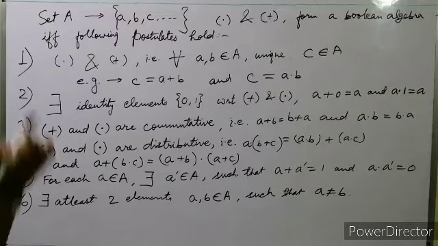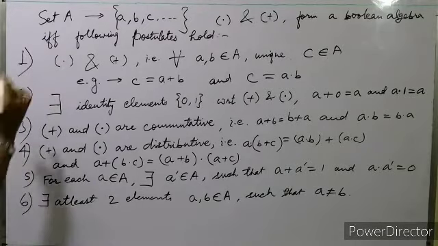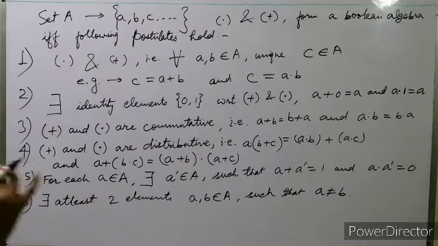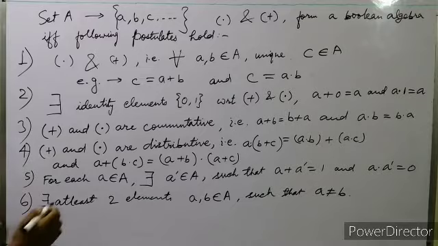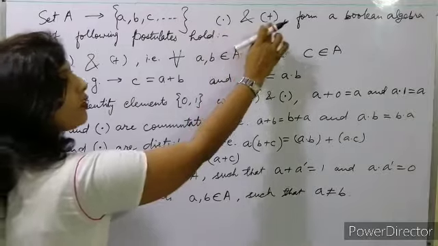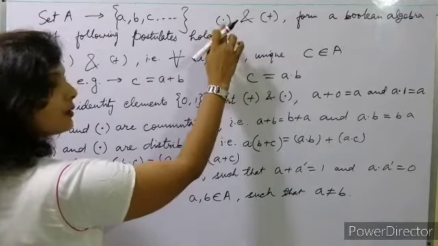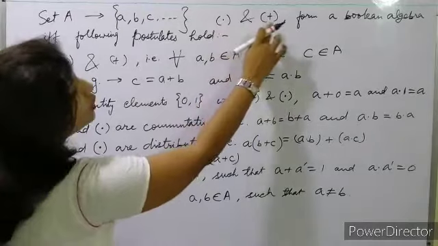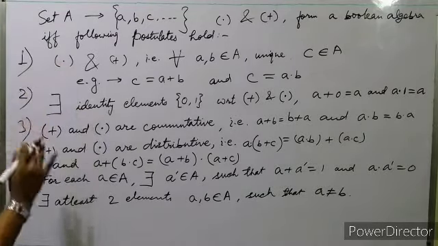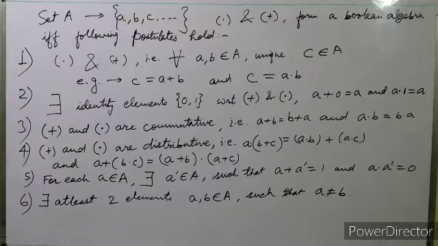There is a set A consisting of elements a, b, c and so on, together with two binary operations, dot, meaning AND operation, and plus, meaning OR operation, that is logical multiplication and logical addition, to form a Boolean algebra. It forms a Boolean algebra if and only if these six postulates hold. So first one we'll see.